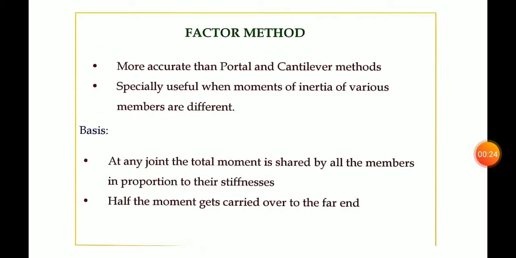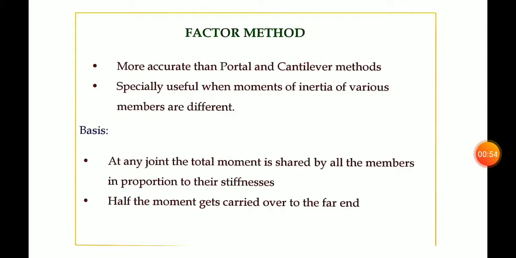The factor method is more accurate than the portal method and cantilever method. We have studied the portal and cantilever methods, so the factor method is more accurate than both of these. It is especially useful when the moment of inertia (MOI) of various members is different for different sections.